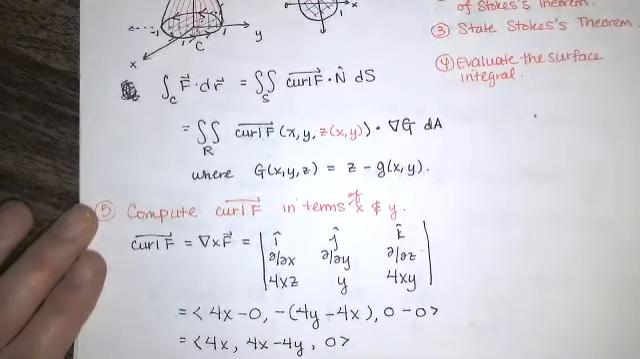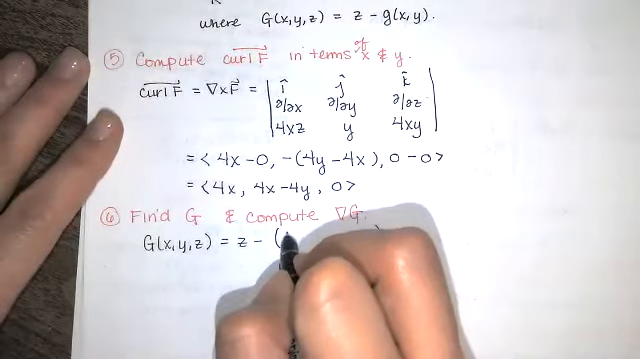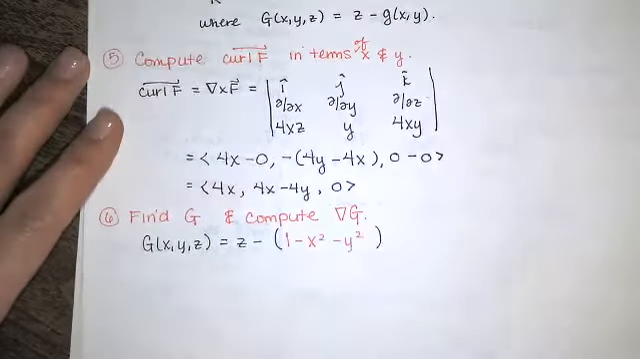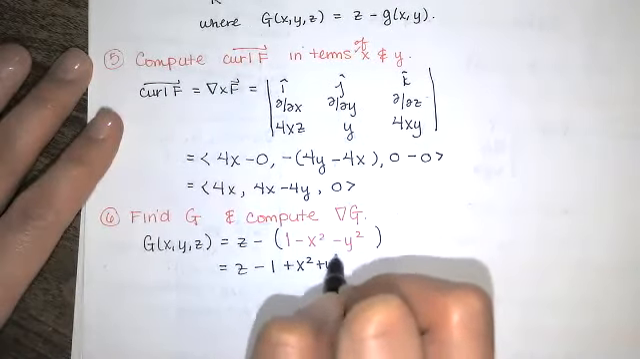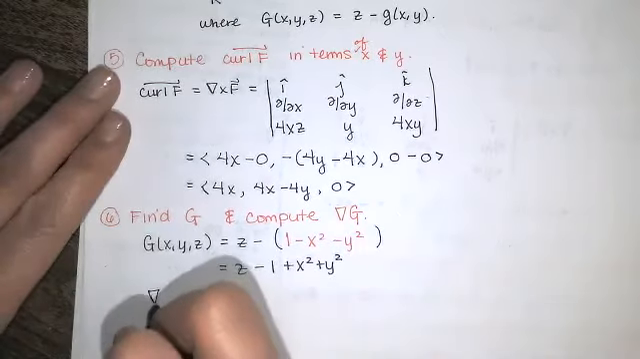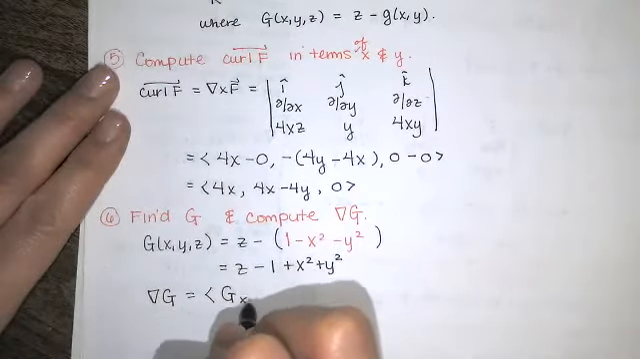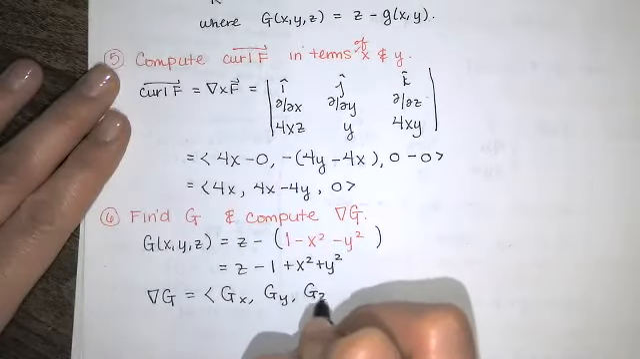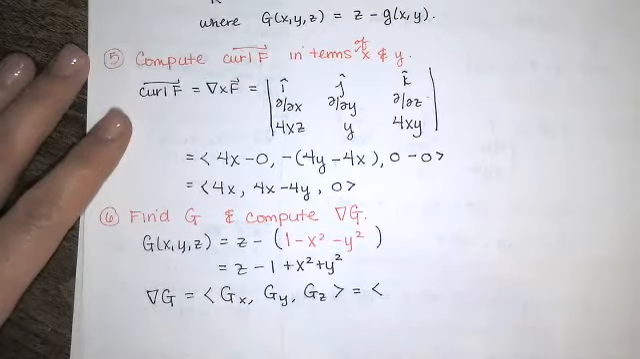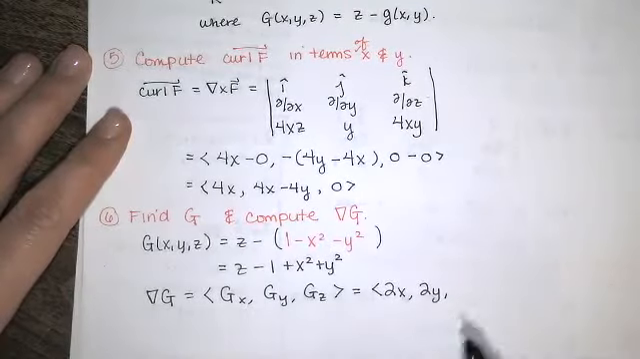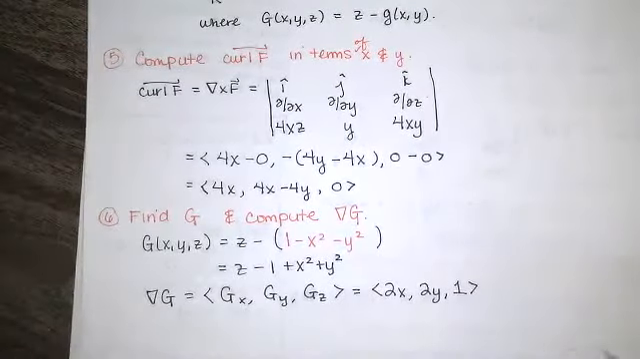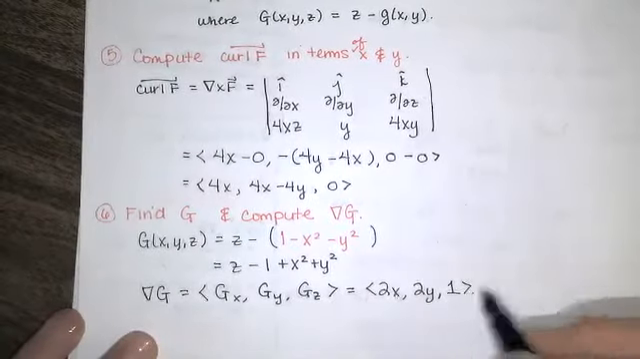So G of x, y, and z is z minus whatever z was in terms of x and y. And in terms of x and y, z was 1 minus x squared minus y squared. You want to distribute that negative. We get that. And now we want to compute the gradient of capital G. The partial of capital G with respect to x is 2x. Partial with respect to y is 2y. Partial with respect to z is 1. Okay. Not too bad at all.